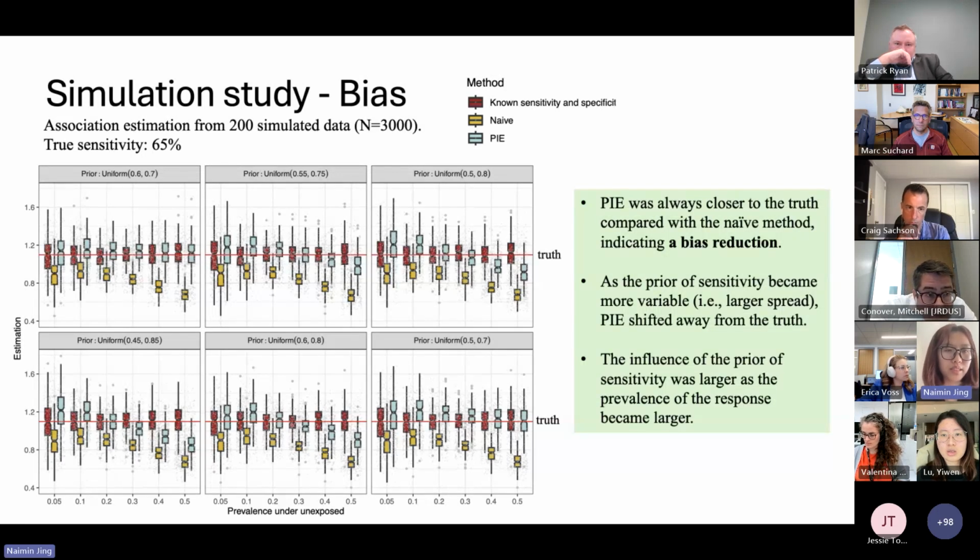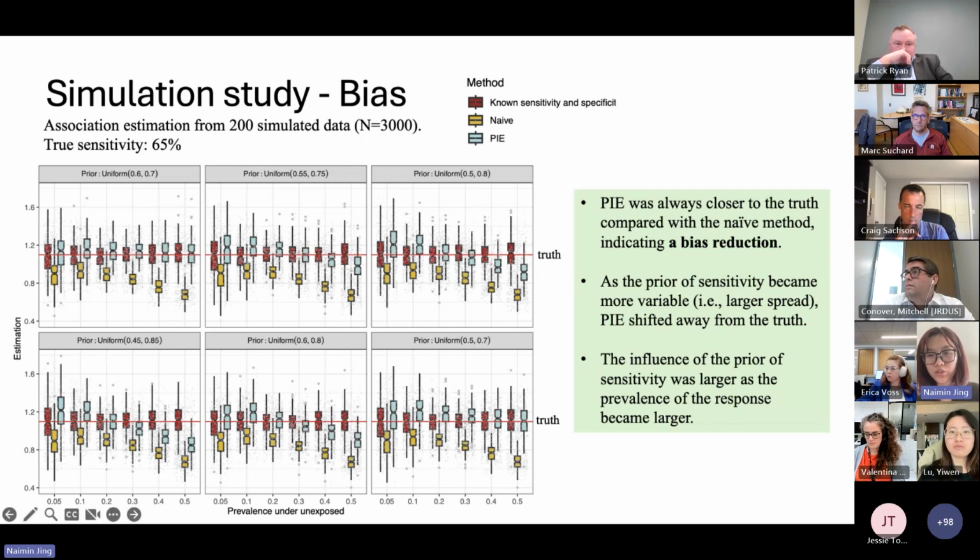This box plot presents the estimation from 200 simulated datasets, and each box represents a different prior distribution on the sensitivity. The x-axis represents the prevalence of the outcome, ranging from 5% to 50%. The blue box represents the PIE estimator, and the yellow box represents the naive estimator. We can see that PIE was always closer to the truth compared with the naive estimator, and this indicates a bias reduction.